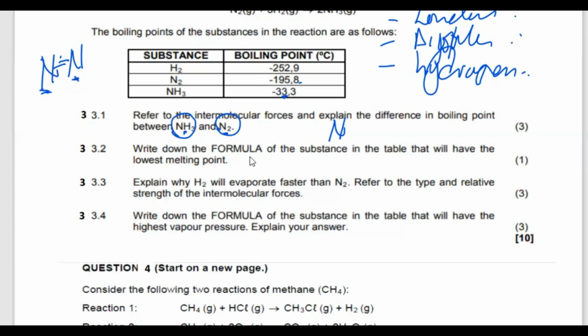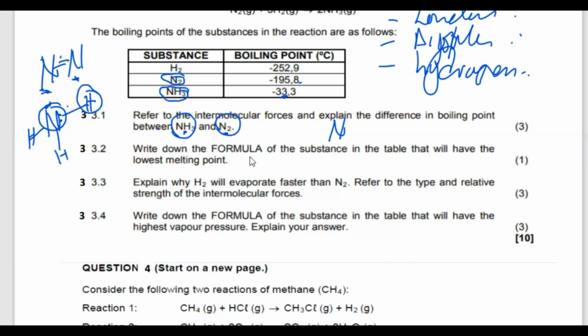So what about ammonia? Nitrogen is very electronegative, and it has a hydrogen. It means this one is going to be much more electropositive and that one much more electronegative. Therefore, this is going to form a hydrogen bond. Hence, the boiling point of ammonia is going to be higher than the boiling point of nitrogen.